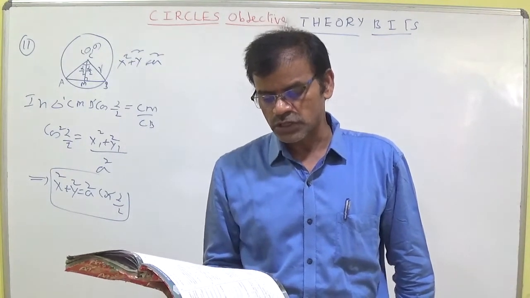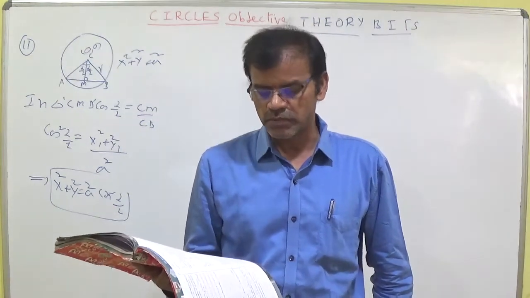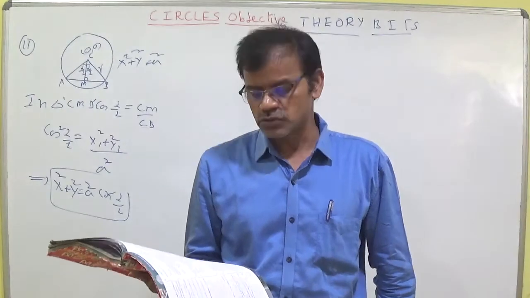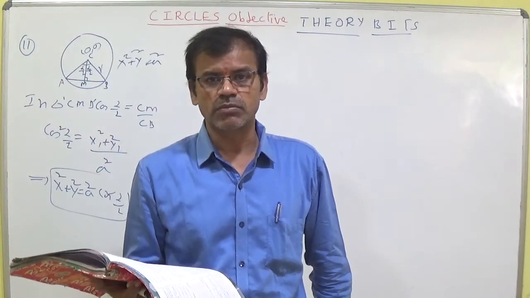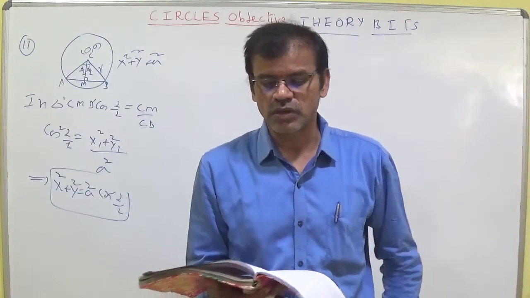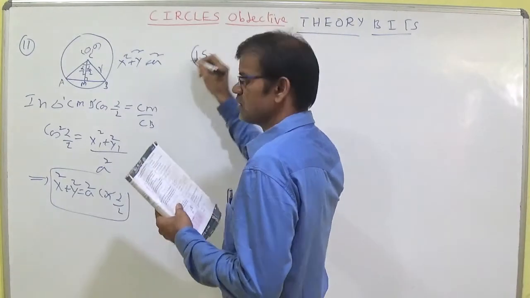The 14th question is asking for the equation of the circle passing through 0, 0, (a, b) and (b, a). No need to calculate using three points. You do one thing: simply substitute the values a, b, b, a in the first option. So verify the first option. You get the answer. Next, let us discuss the 15th one.